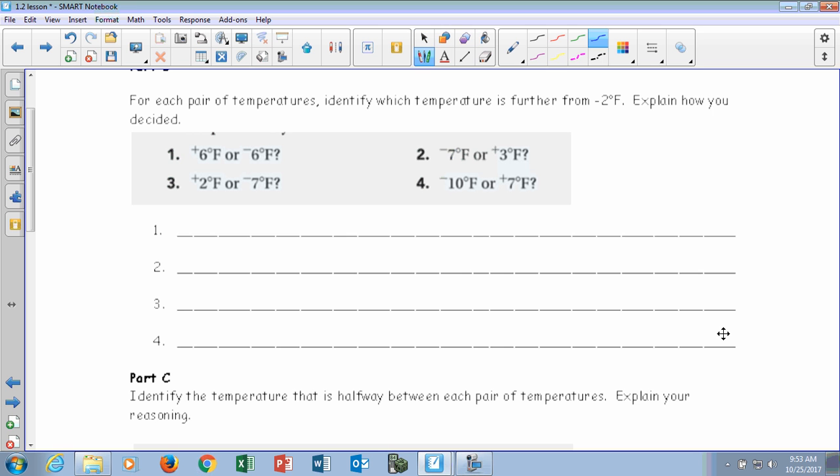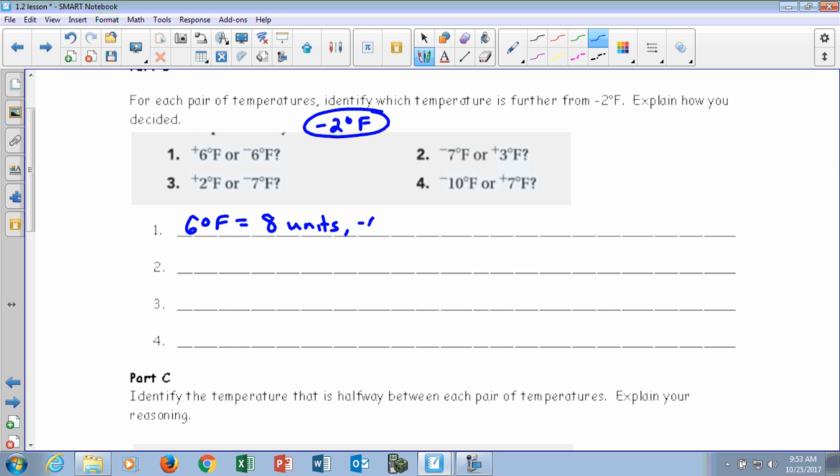So if we're talking about going from negative 2, right? Negative 2 degrees Fahrenheit, that was kind of our target, right? So how far is 6 degrees Fahrenheit from negative 2? Well, how far is 6 degrees from 0? 6, right? And then we got to go 2 more units to get to negative 2, right? So it's 8 units away, right?